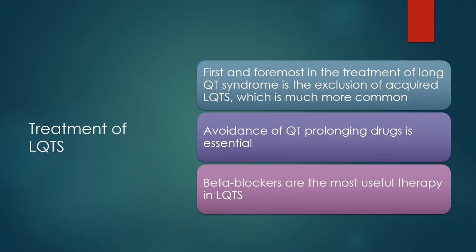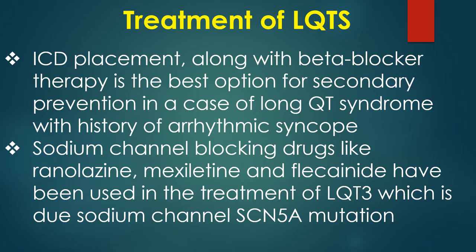Beta blockers are the most useful therapy in LQTS. ICD placement along with beta blocker therapy is the best option for secondary prevention in a case of long QT syndrome with history of arrhythmic syncope.